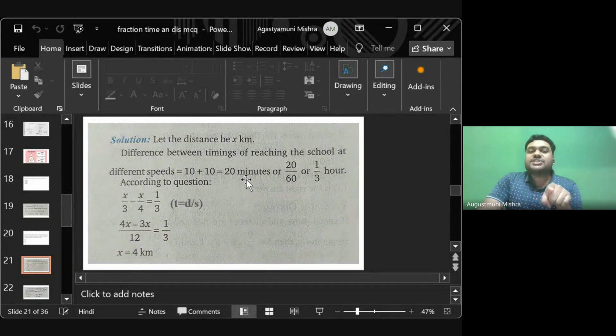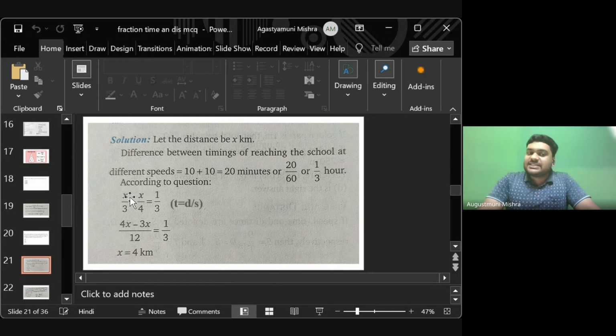Then when you change minutes into hours, because this question is in kilometer per hour, it will become 20 by 60, because in 1 hour you have 60 minutes. So it is 1 by 3 when you divide it. Then again you have to use the formula T equals D by S, because you have to find the time, since speed equals distance upon time. So T equals distance upon speed.